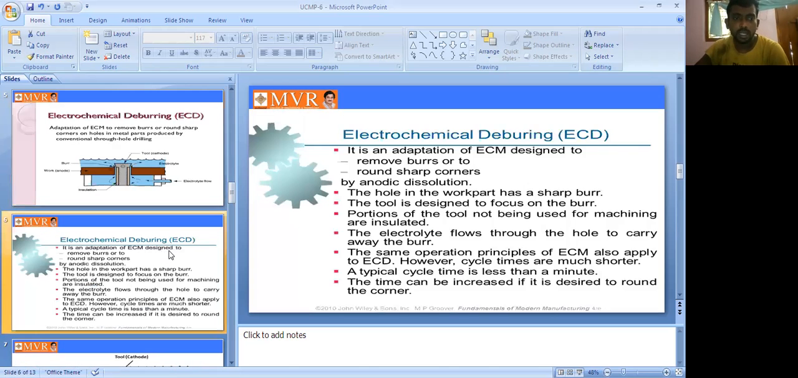See here, electrochemical deburring is an adaptation of ECM designed to remove burrs or round shaped corners.